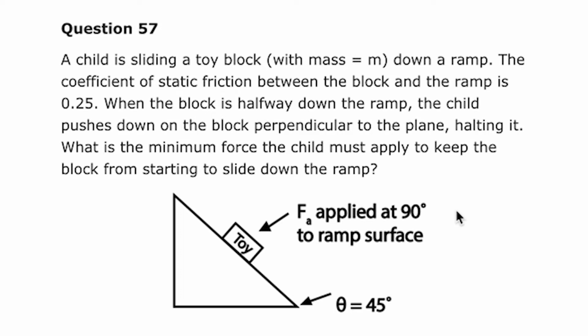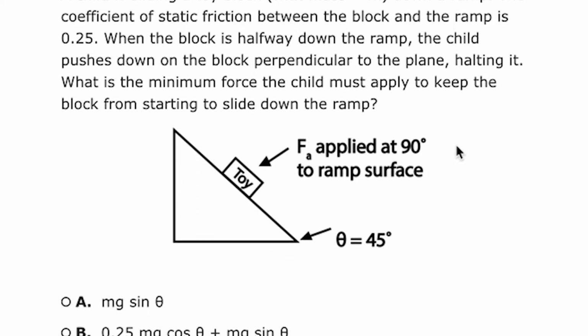We start off with actually kind of a doozy of a question. So we have a child with a sliding toy block with mass m, sliding the toy block down the ramp. The coefficient of static friction between the block and the ramp is 0.25. When the block is halfway down the ramp, the child pushes down on the block perpendicular to the plane, halting it. They want to know what's the minimum force that the child must apply to keep the block from starting to slide down the ramp.